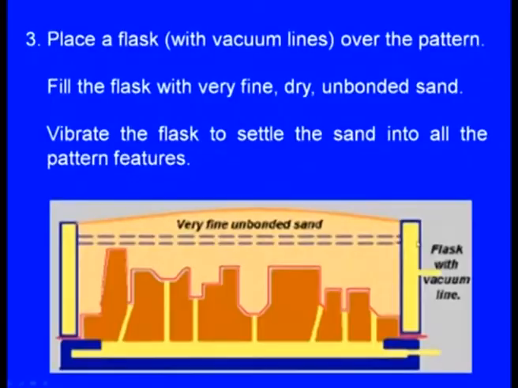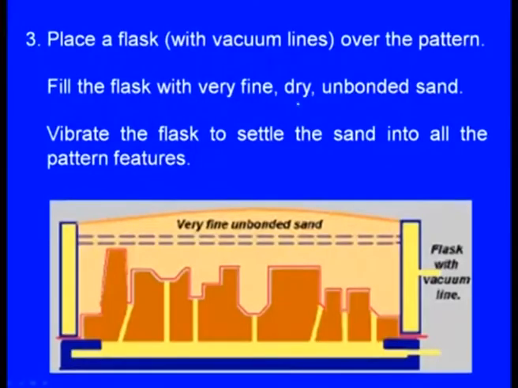The next step, place the flask with vacuum lines over the pattern. This is the flask. This flask also is attached to vacuum. Here you can see there is a vacuum line. This is a special molding flask. Now, this special molding flask with vacuum line should be kept around or over the pattern.